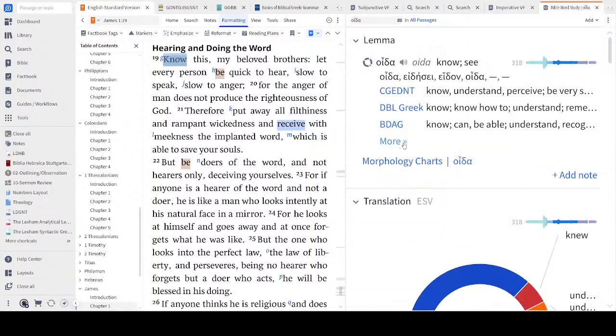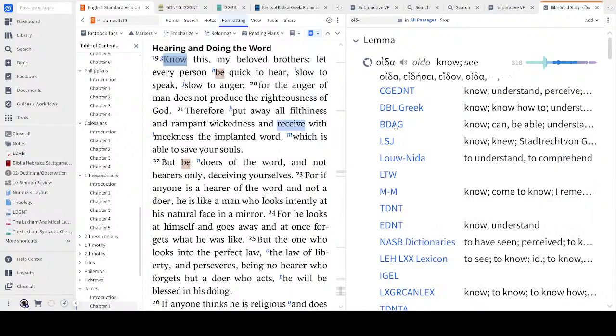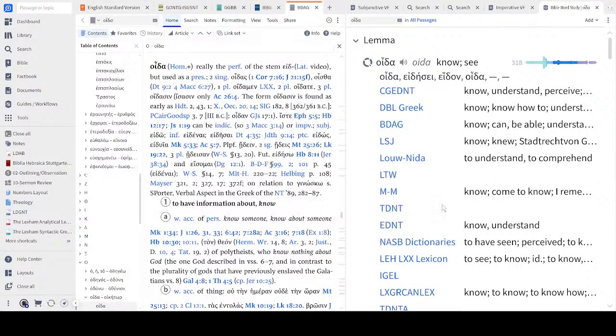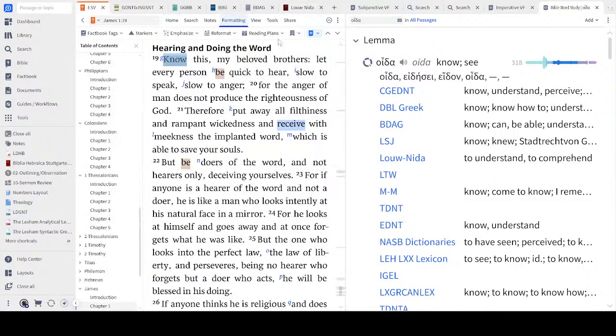And my two prominent Greek lexicons are BDAG and Louw-Nida. What I also want to show is that Logos has an embedded, fantastic lexicon.